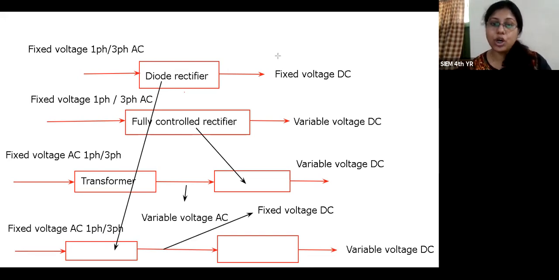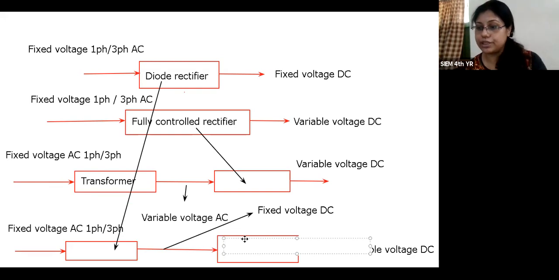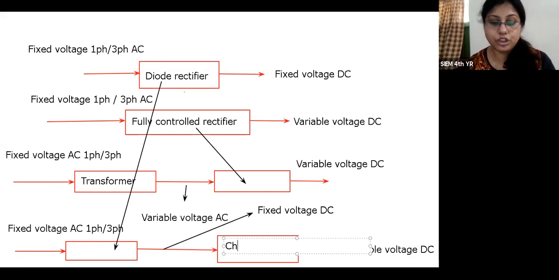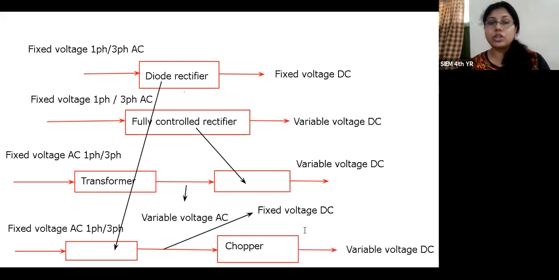Chopper, Sumit, right? So we can use the second power modulator. We can use chopper as a second power modulator. So chopper, very good. So this is the orientation of the power modulator. Okay.